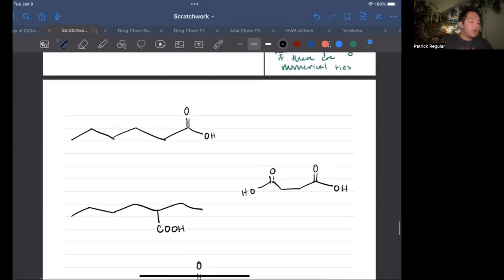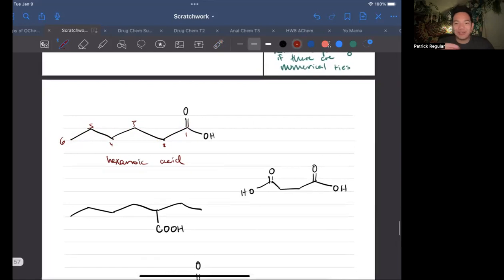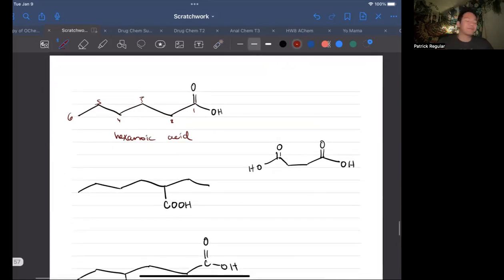So if we look at this chain, we have 1, 2, 3, 4, 5, 6, right? And which one do I start with, left or right? Well, we know for a fact this is the only one with a functional group, and we know it's a carboxylic acid. So it's the first one. So this is our first carbon. 2, 3, 4, 5, 6. We don't have any other branches. It's just our basic hexanoic acid. And if you know your common names, this is caproic acid. And you will know the common names because it's going to be on your test.